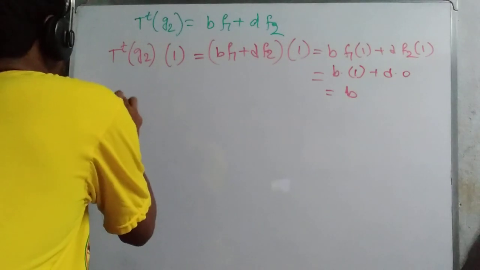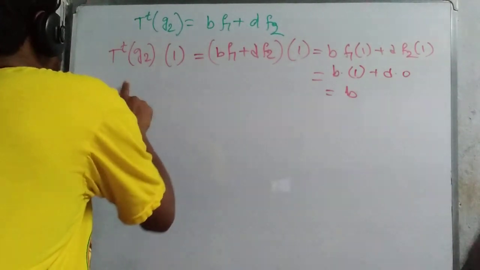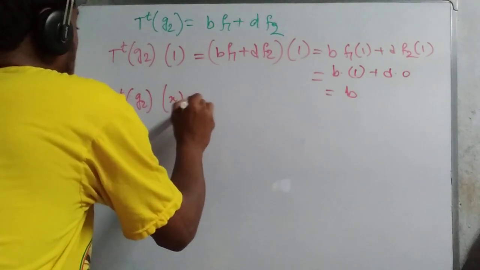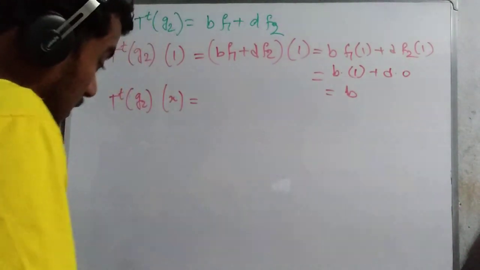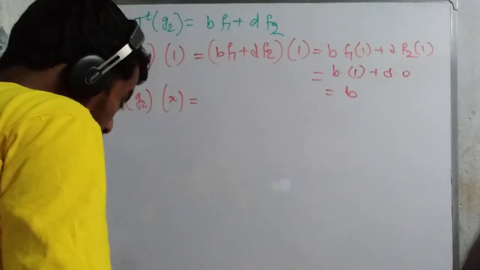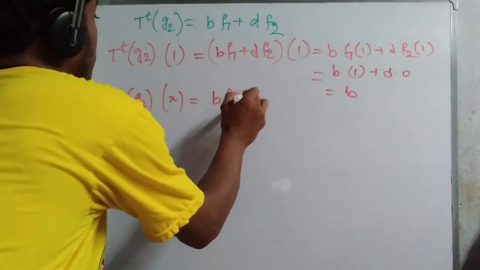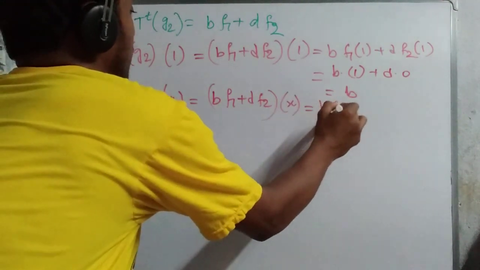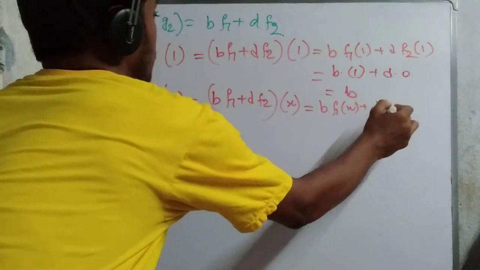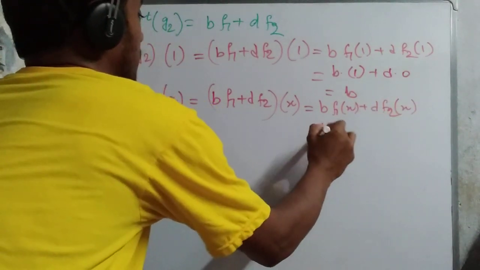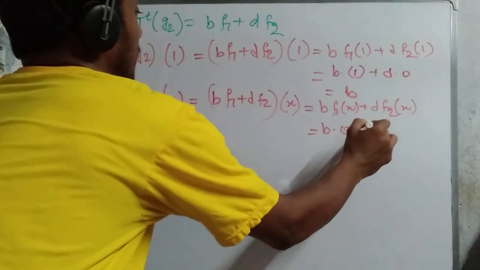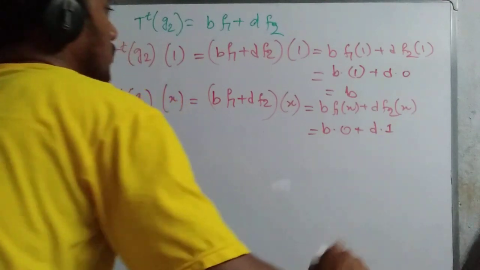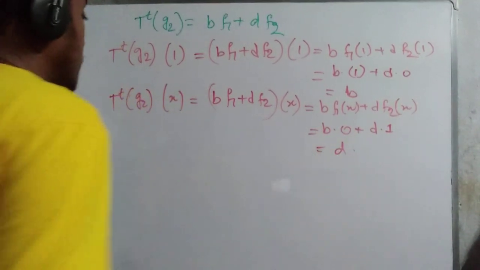Then again we write T transpose of G2 of X. T transpose of G2 of X equals BF1 plus DF2 of X. Then BF1 of X plus DF2 of X. Then BF1 of X equals 0 and DF2 of X equals 1. Then this one equals T.